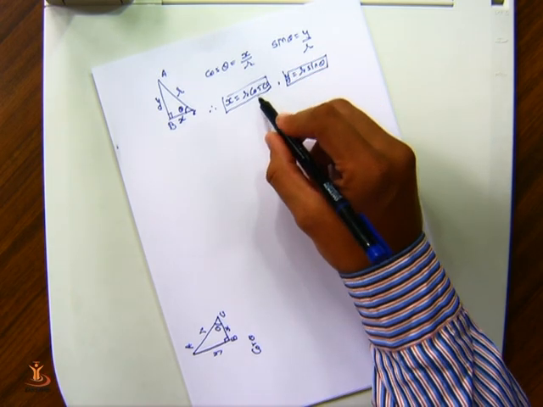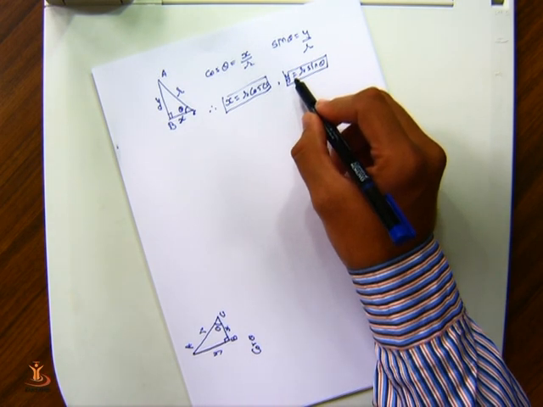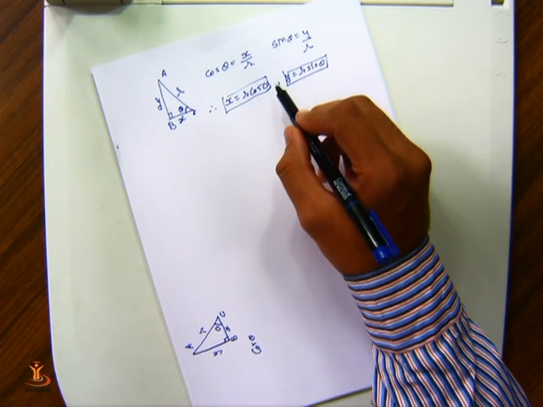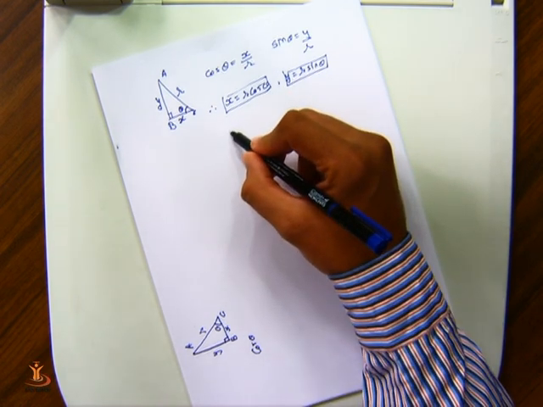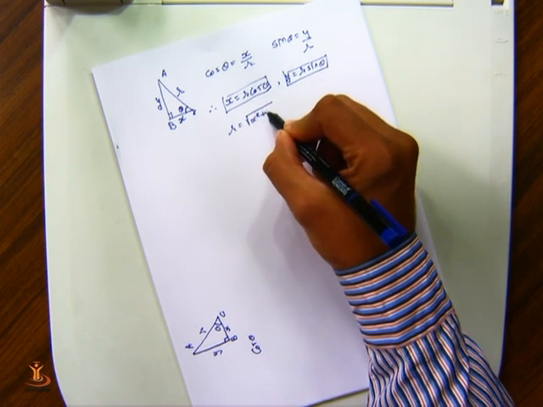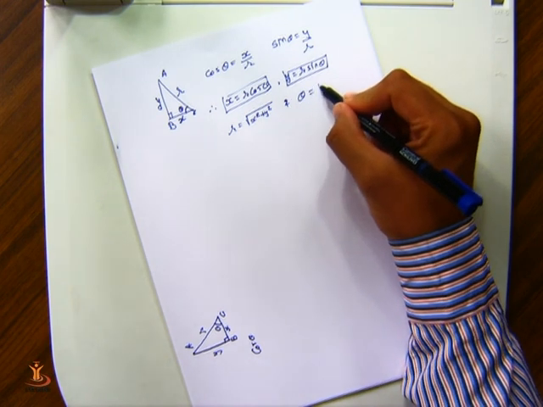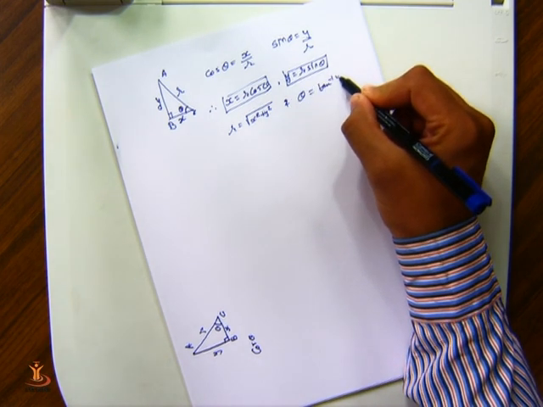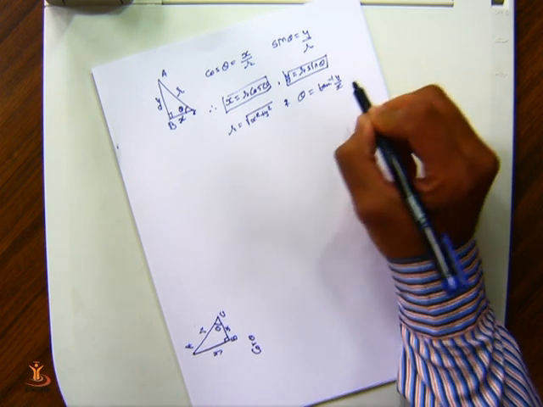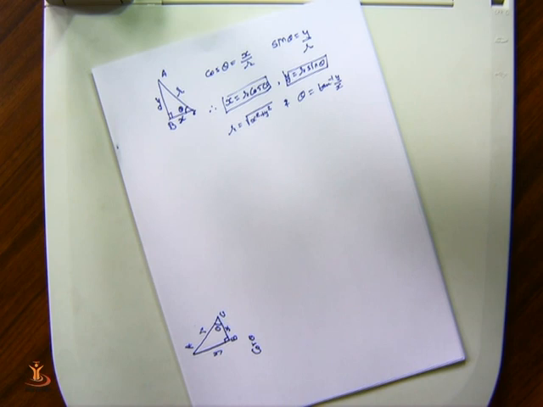Now, if we have the values of x and y, we can find out the values of r and theta accordingly. r can be found as the square root of x square plus y square, and theta can be found from the very basic relation y upon x, that is tan inverse of y upon x. For more details, let us consider some examples related to that.